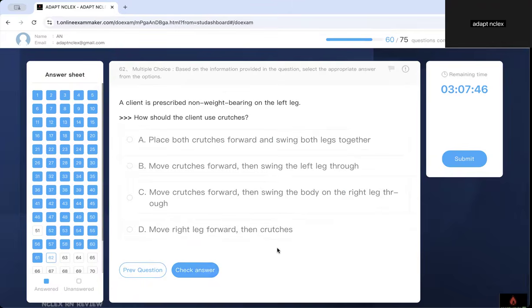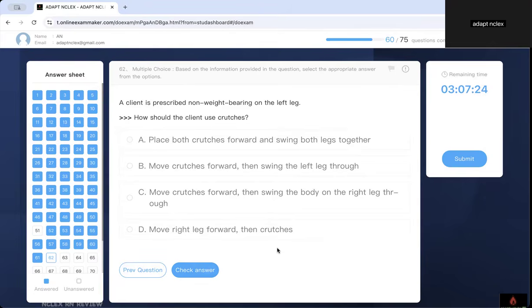The client is prescribed non-weight bearing on the left leg. How should the client use crutches? Know these fundamentals, how to use crutches. The basics is, I'm not going to read all the answer choices, but I'm going to show you the basics. If you have crutches, the leg that is non-weight bearing goes with the crutches.